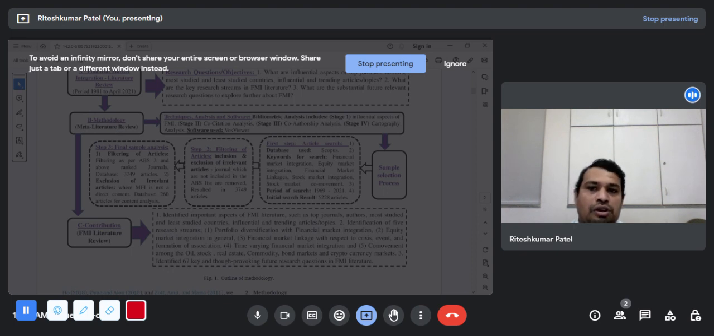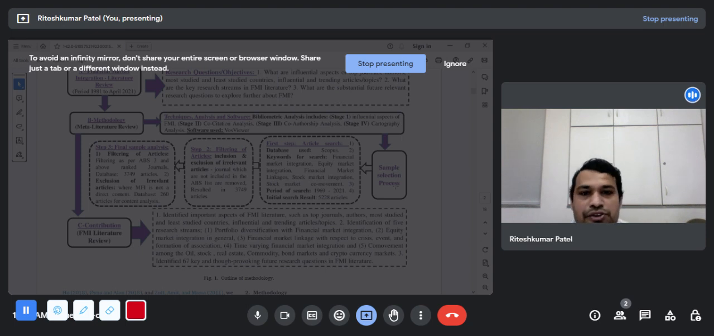The methodology that I have covered is a multi-stage methodology: under stage one, the influential aspects of FMI; under stage two, co-citation; stage three, co-authorship; stage four, cartography. And for that we have used VOSviewer software. VOSviewer is free software. So in the next session I will teach you how to take the data and how you can apply VOSviewer software on that data to explore more.